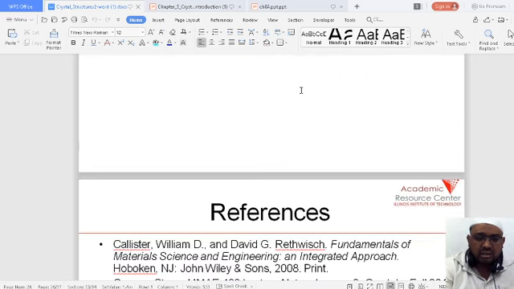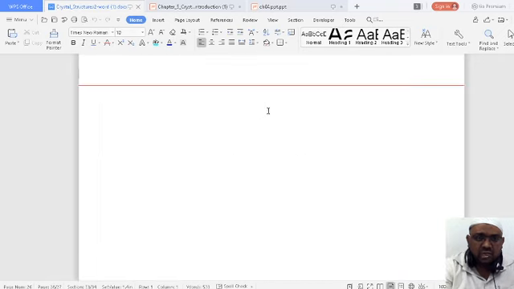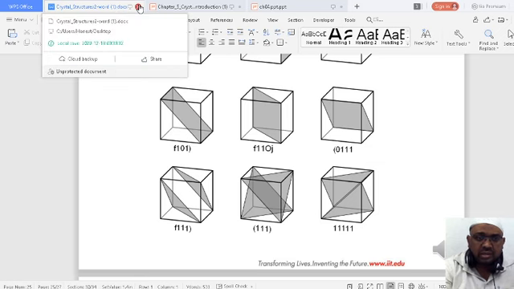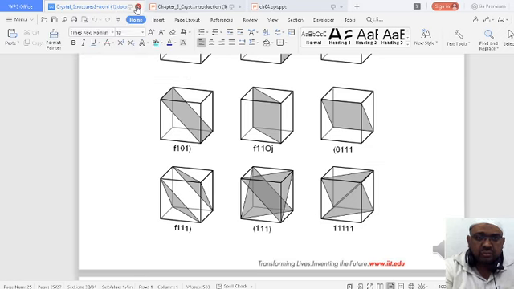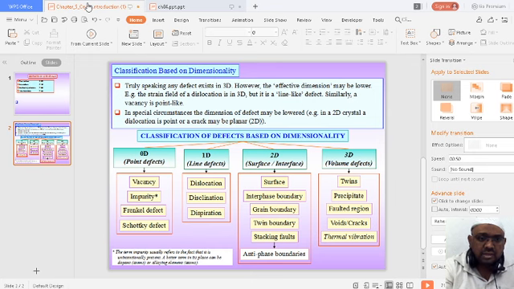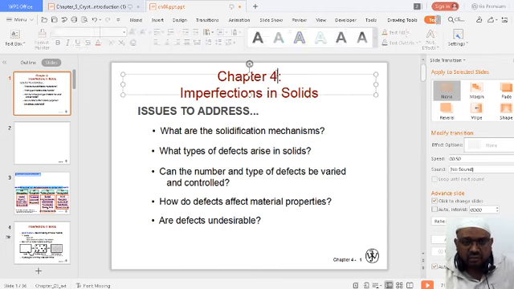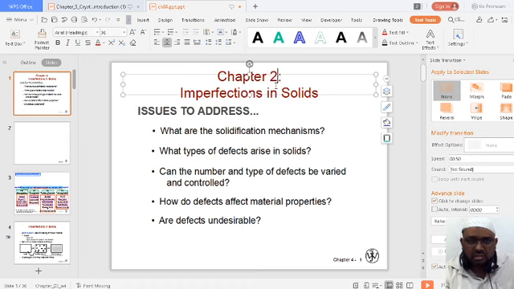Now this is the end of crystal planes and Miller indices. In the next session we will go to crystal defects. So now we will move to crystal defects. The second chapter is very important to us, here it is indicated with the 4, right? This is actually chapter 2.